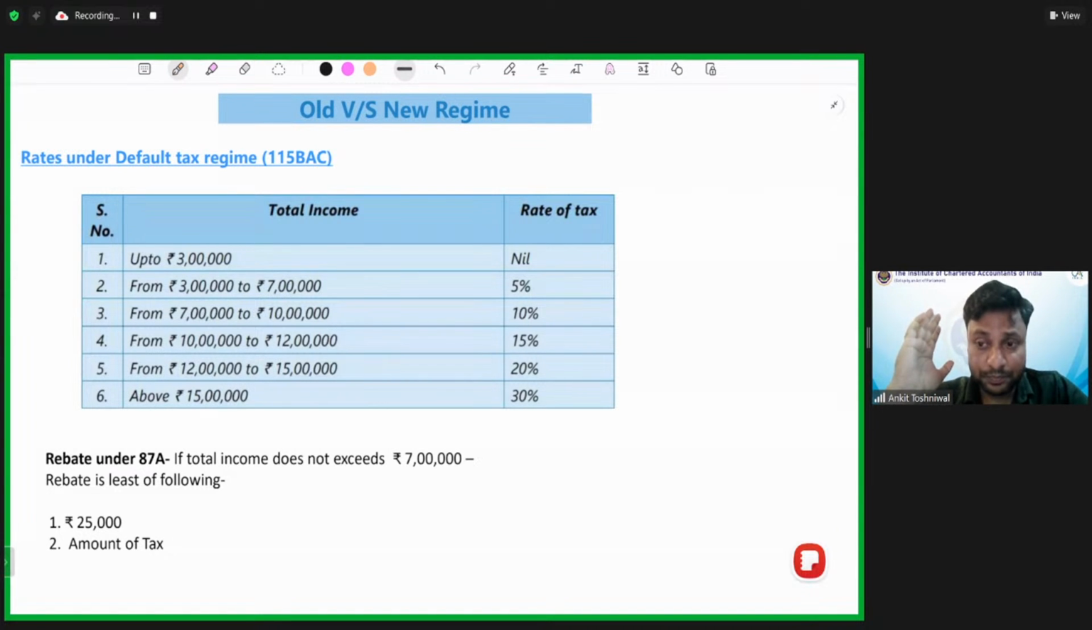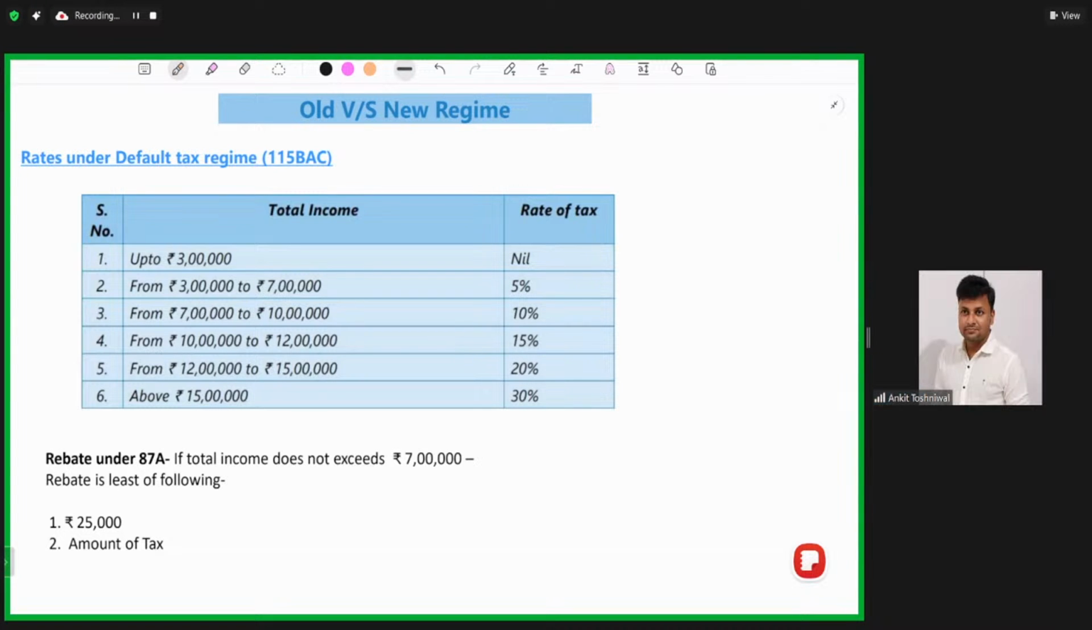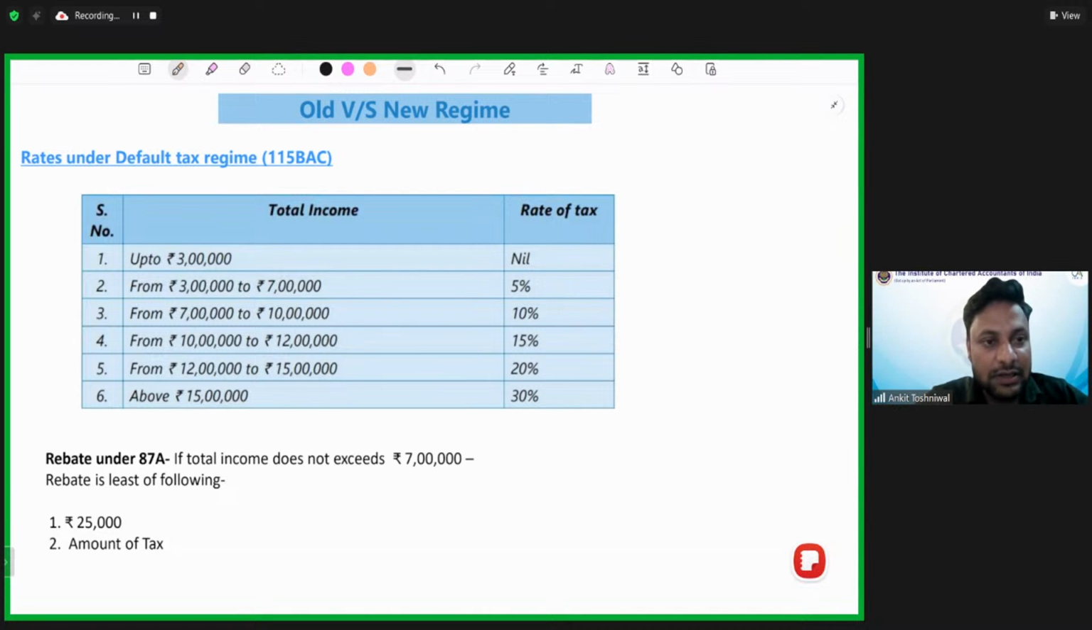Correct? So, the new regime is the default regime. What does this mean? The new regime is the default regime. Anybody please try to answer, what does it mean that the new regime is the default regime? No, not same for all ages. It is same for all ages, that is correct.